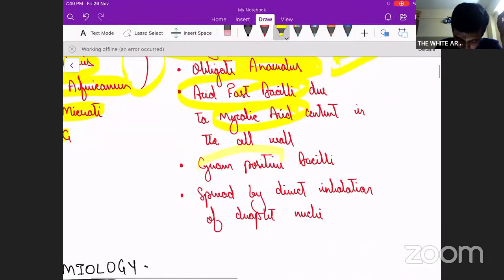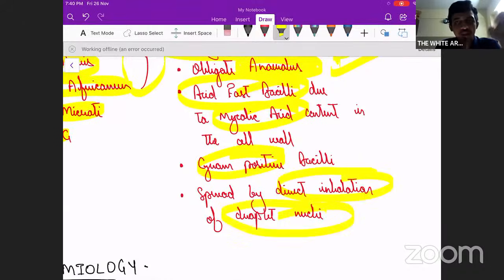These are gram-positive bacilli, and they spread by direct inhalation of droplet nuclei. That is why we have not been able to stop the transmission of the disease, as it is so rampant in our country, and this direct inhalation of droplet nuclei takes place very easily.